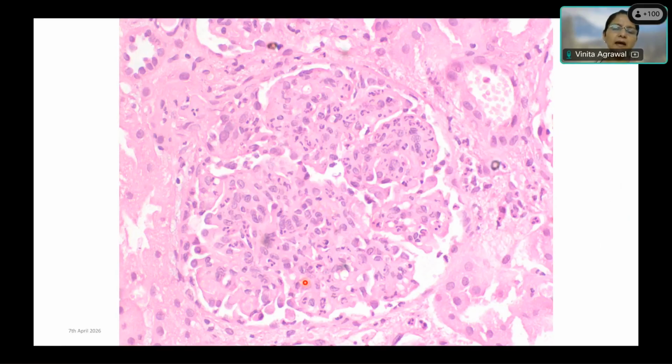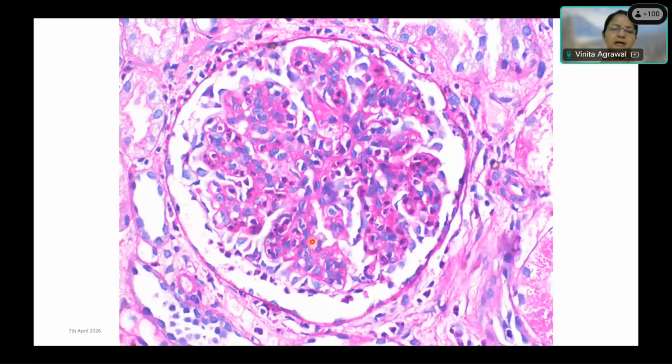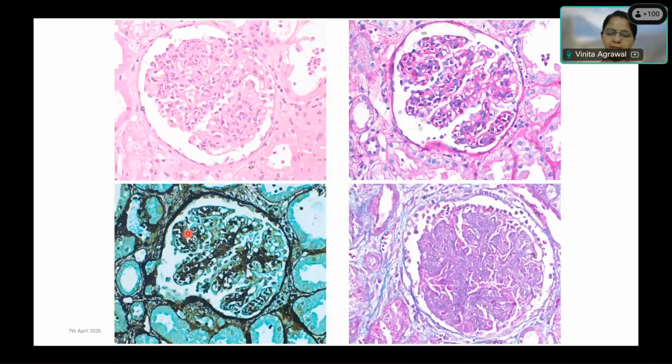And this is the PAS in high power. Okay, so there were a lot of neutrophils. When you see this type of a pattern where you have endocapillary hypercellularity with a lot of neutrophils, this is known as typically an exudative pattern of proliferative glomerulonephritis, right? Okay, so this is in all the 4 stains that you see this glomeruli. This is in silver methenamine and MT.